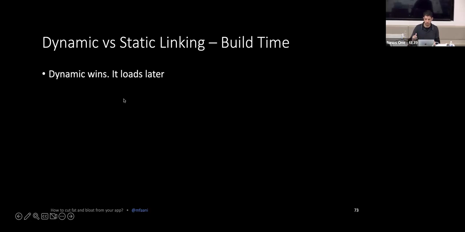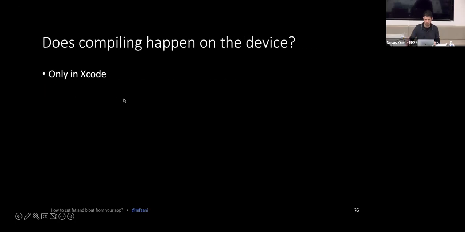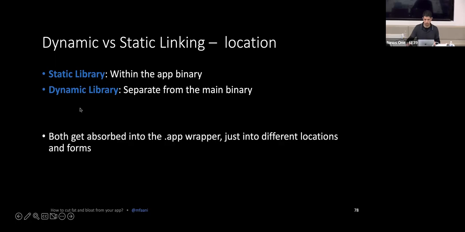There are some benefits that we discussed. Another question that I had for myself was, does compiling happen on the device? No, it only happens on Xcode. The format, we already discussed. The location of a static library is within the app binary, already discussed. A dynamic library is separate from the main binary. But essentially, both of them get absorbed in the app wrapper, just into different locations and different forms.